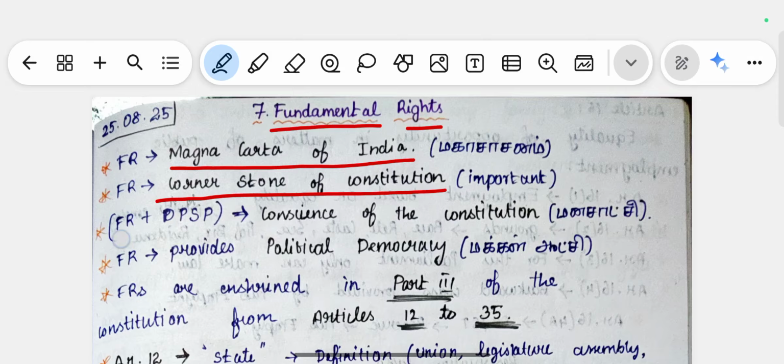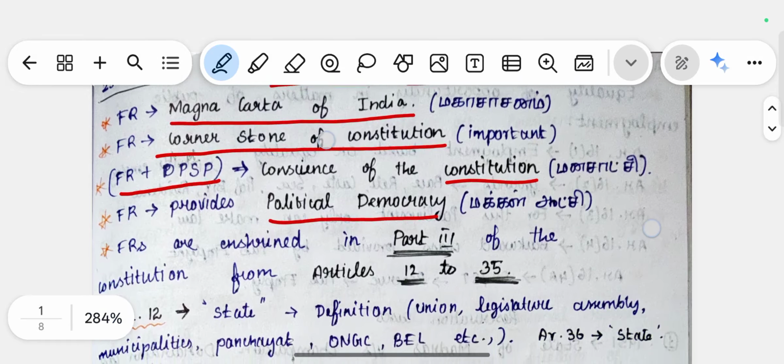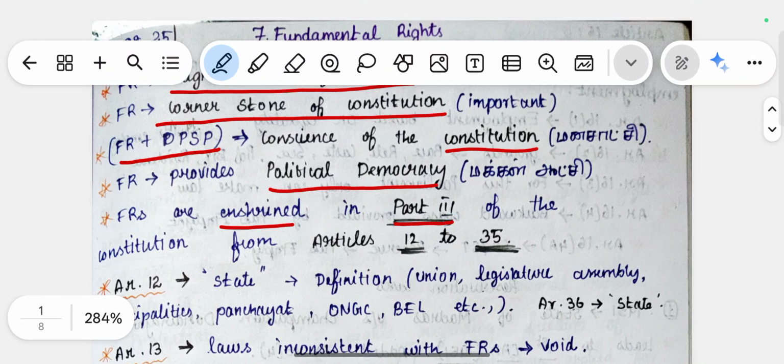And the fundamental rights, together with the directive principles of state policy, which is called the conscience of the constitution, are basically the soul of the constitution. The fundamental rights provide political democracy, which means people rule. So it provides a good way for the people's democracy, which is called political democracy. The fundamental rights are enshrined in part 3. Enshrined basically means added and preserved. Likewise, fundamental rights are a kind of preserved thing in our constitution, which is in part 3 of the Indian constitution, from article 12 to article 35.